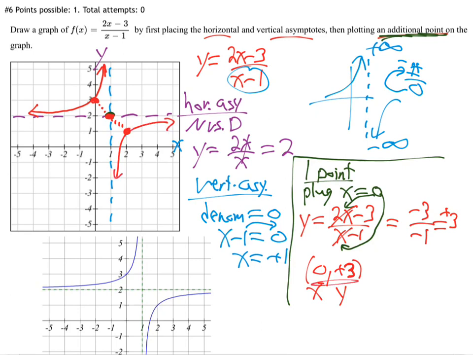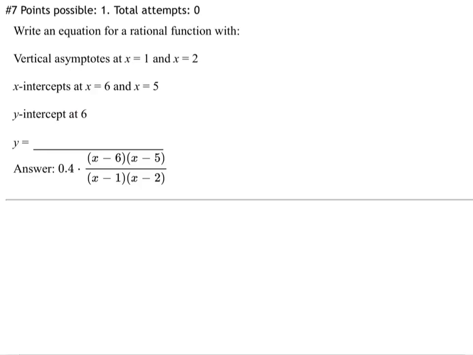All you have to find is the 0, 3. Click the center of the crosshairs and then click the 0, 3. Boom, it'll make your graph. You can see it's true. Boom right there. Boom right there. There's the center of the crosshairs. And we've got it. There's the graph on that one. Okay, let's go on with number 7. Number 7, write an equation for a rational function.